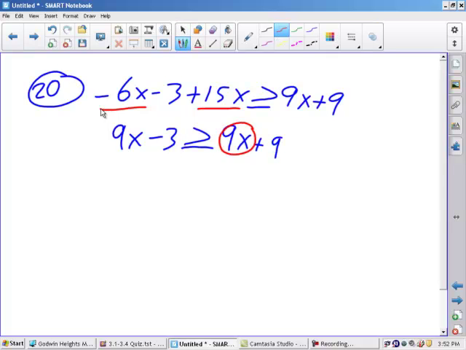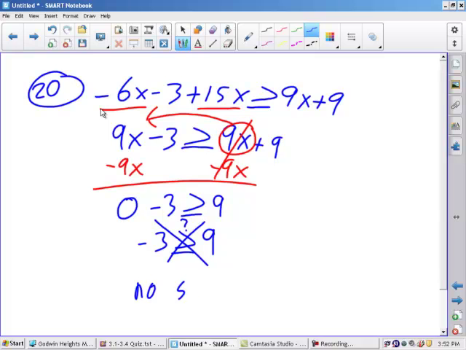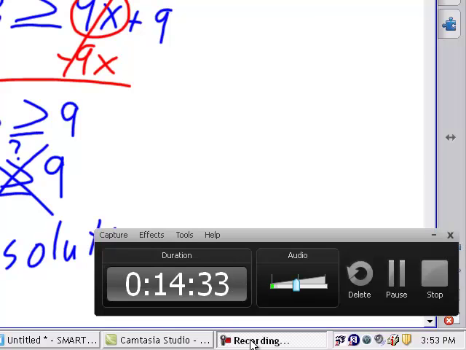This one is actually weird because what I'm going to do is move this over here by subtracting 9x from both sides. This gives me nothing. This also gives me 0. Minus 3 is greater than or equal to 9. And then what I actually end up having is just negative 3 greater than or equal to 9. And this is weird because there's no variable. So what I need to do is decide, is negative 3 greater than or equal to 9? The answer is no. So the official answer is there are no solutions. That's kind of why I put this as the very last question, to not throw you off.